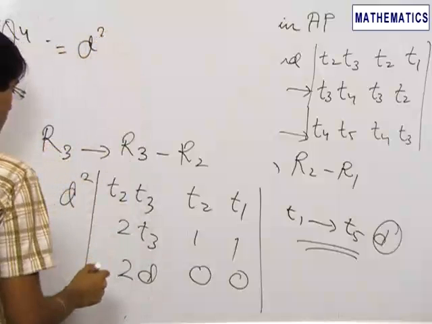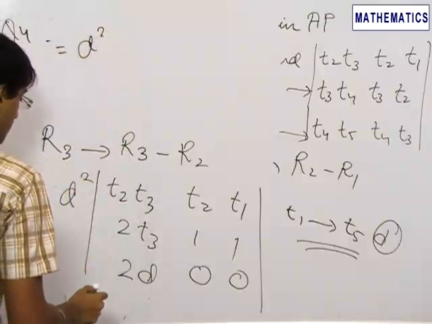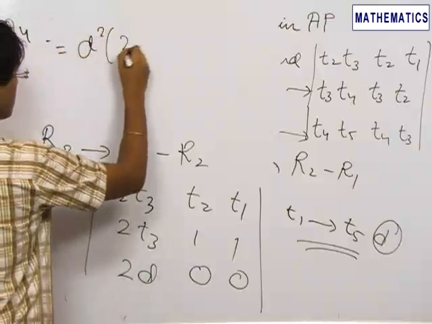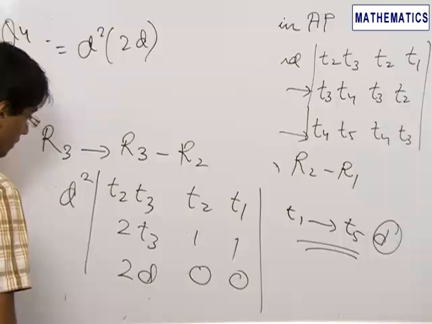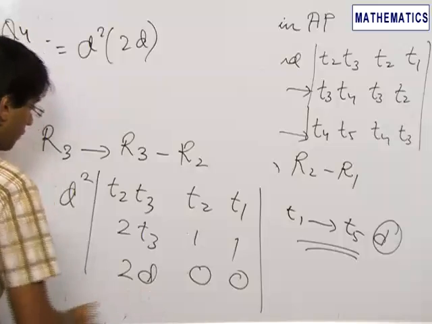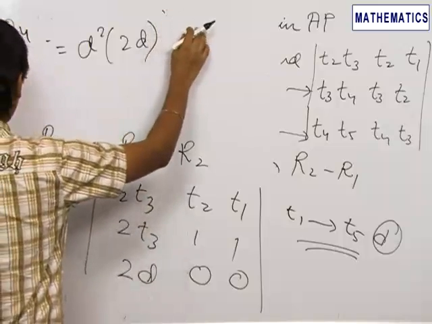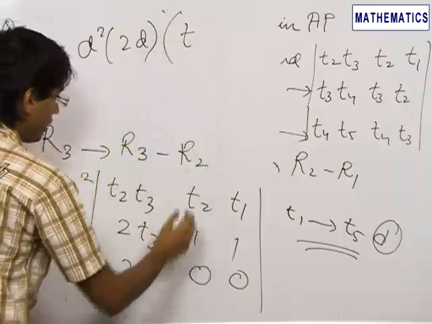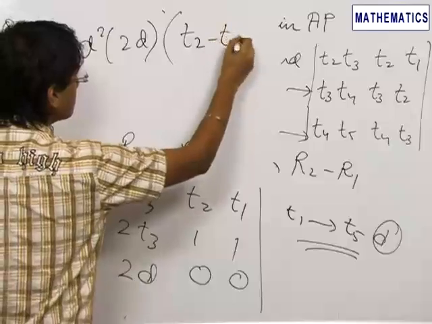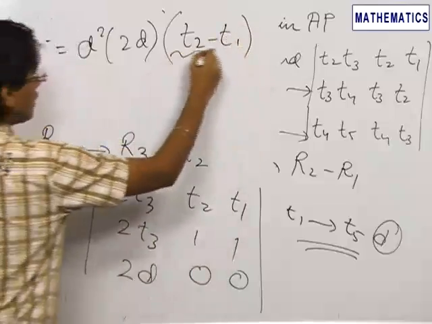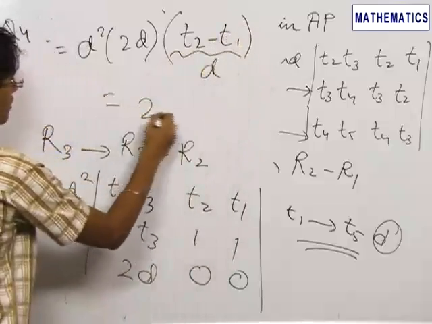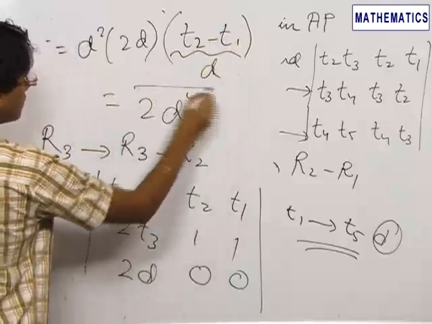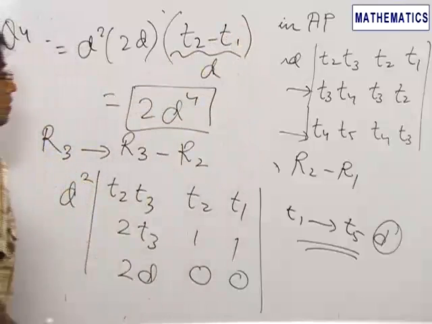This becomes D square. We can take a 2D common, 2D. This will become 1. So now on expanding the determinant, we will get T2 minus T1, whose value is D again. So the final answer of the value of the determinant is 2D to the power 4.